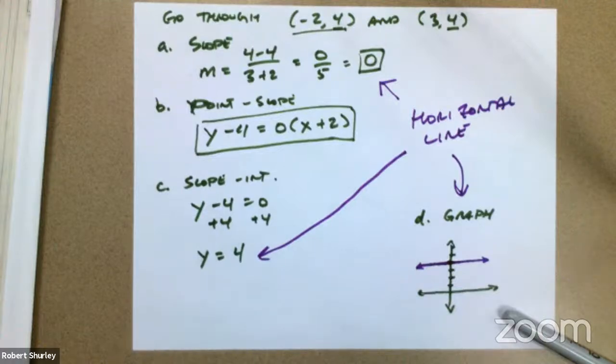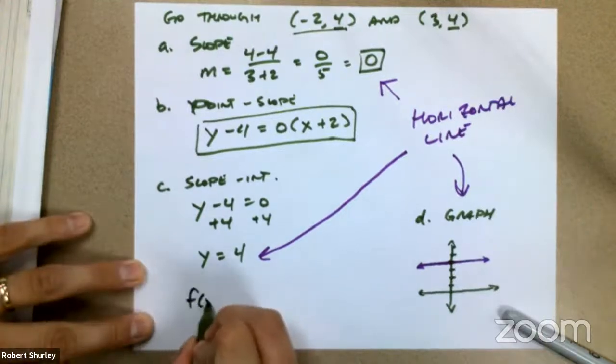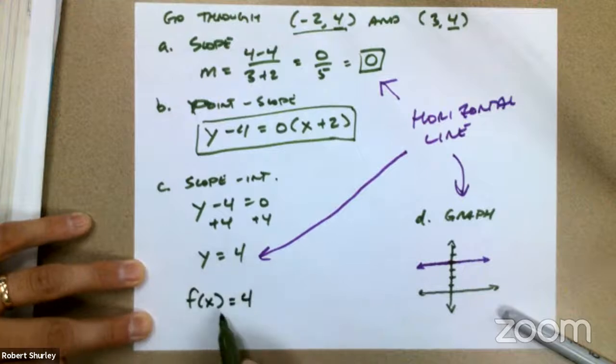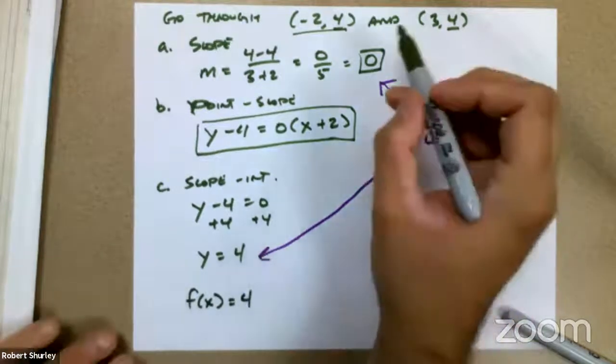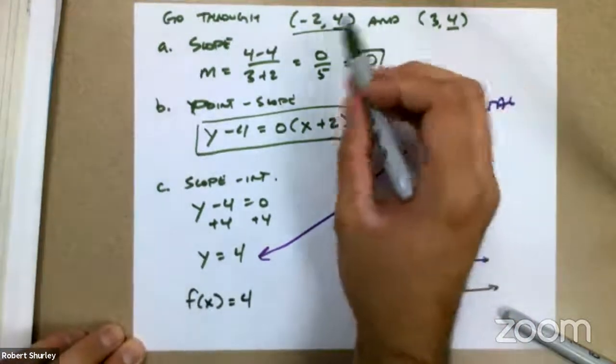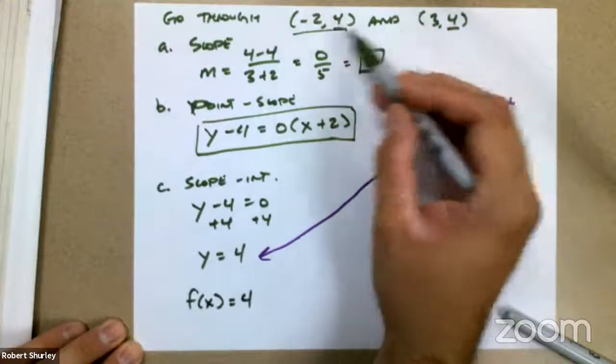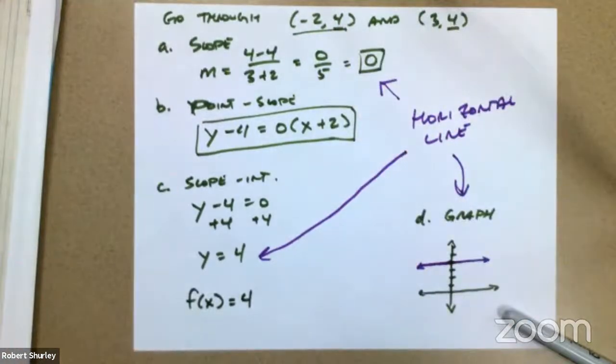And again, if you wanted to write it as a function, it would be f of x equals 4, right? And look, it doesn't matter what x value I plug in, you're going to get back a y value of 4. That's what these two coordinates told me. It doesn't matter what the x value is, the y value is always going to wind up being a 4, okay? Any questions about that in Zoom land?